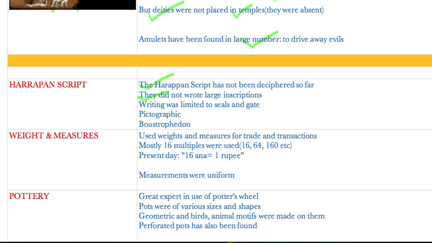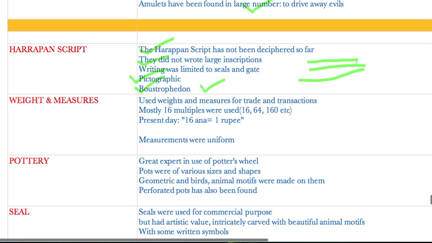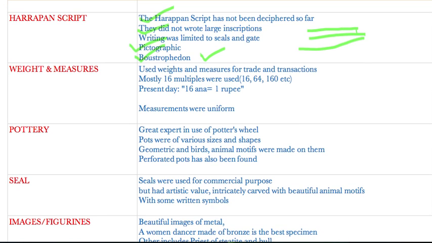Writing was limited to seals and gates, and the script was pictographic, and boustrophedon was used. What is boustrophedon? Once you write from left to right and then again from right to left, once like this and then like this. So this is called boustrophedon. That was practiced. So this is known about the Harappan script. Then weights and measures. They used weights and measures for trade and transactions, and mostly multiples of 16 were used.